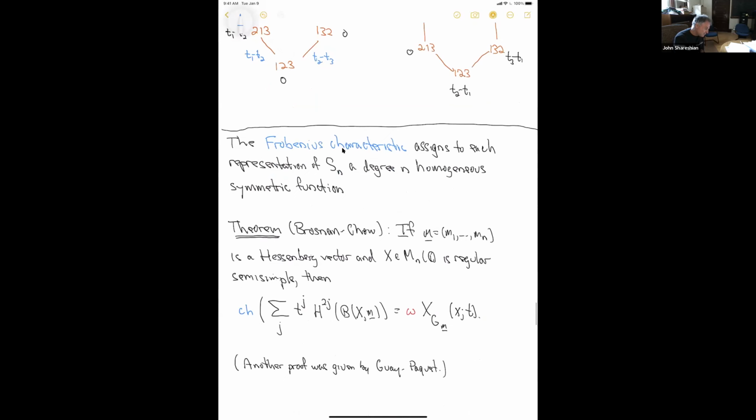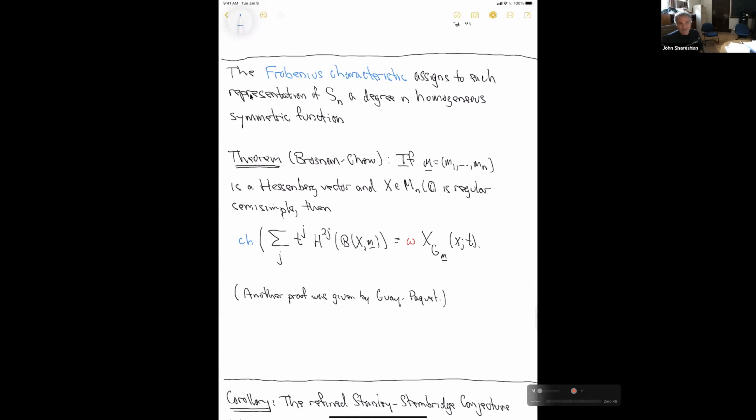And now, as I said before, Schur positive symmetric functions correspond to representations of symmetric groups. That's the Frobenius characteristic. This just assigns to each representation of Sn a degree n homogeneous symmetric function, which in fact is Schur positive. It sends irreducible representations to Schur functions. And this is a conjecture of Michelle's and mine, which was proved by Patrick Brosnan and Tim Chow. A later proof was posted on the arXiv by Matthew Gay-Paquet.